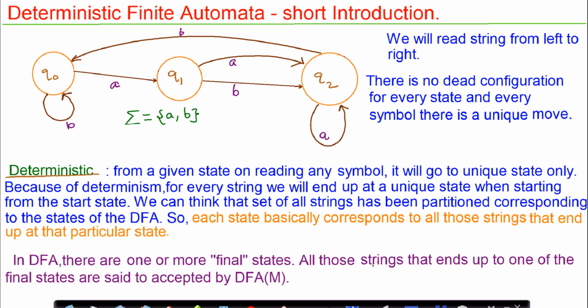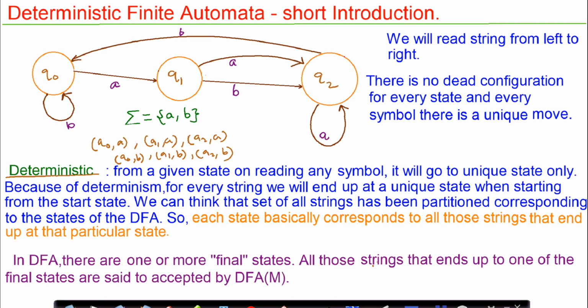For every possible combination of a state and symbol, for example, what are the possible combinations of state and symbol for this DFA? Q0A, Q1A, Q2A, Q0B, Q1B, Q2B. So these are all the possible combinations of state and symbol, and this is basically the configuration of a DFA. So for every possible combination, you must have a move defined.